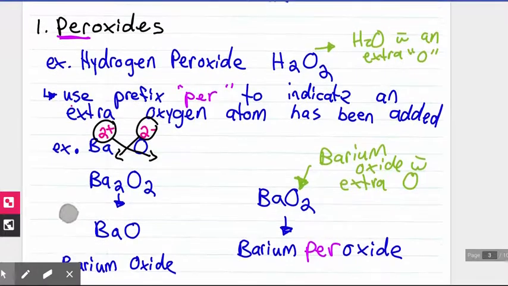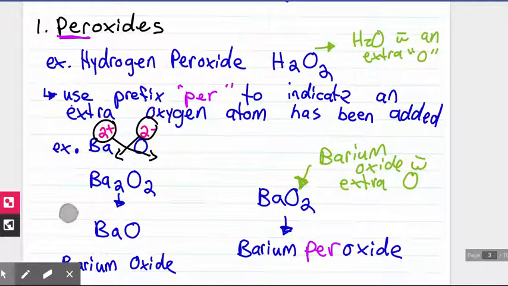If we were to determine the formula of barium and oxygen when they bond together in an ionic compound, they both have an ionic charge of 2. Barium is 2 plus and oxygen is 2 minus. Just like you can see right here, when I crisscross them down, we get Ba2O2. And then we know we reduce that to become BaO, barium oxide.